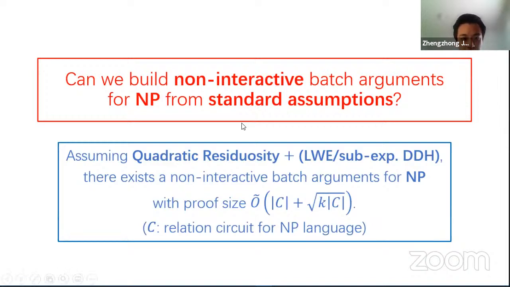We show how to build non-interactive batch arguments for NP from standard assumptions, from the assumptions of quadratic residuosity and the learning with errors or sub-exponential DDH assumption, where the proof size grows only as a square root in the number of instances k.